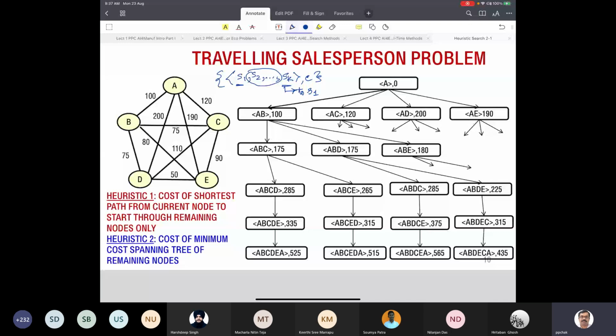Is this an underestimate or something else? Underestimate. This is an underestimate. Okay. So this is an underestimate. What is the second one?